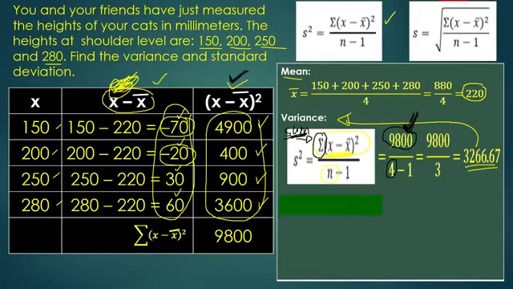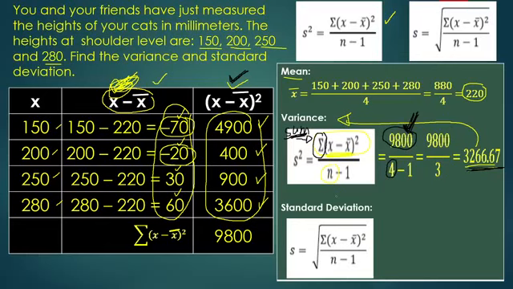Now let's continue. So this is now our variance. Now, next let's have the standard deviation. The standard deviation is so simple. It's simply the square root of the variance. So, pila may variance nato? Sir, 3,266.66. So, pila may square root ani niya?